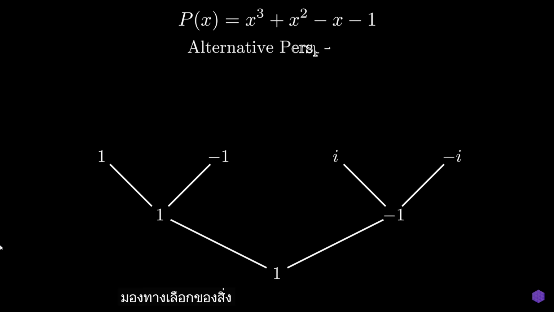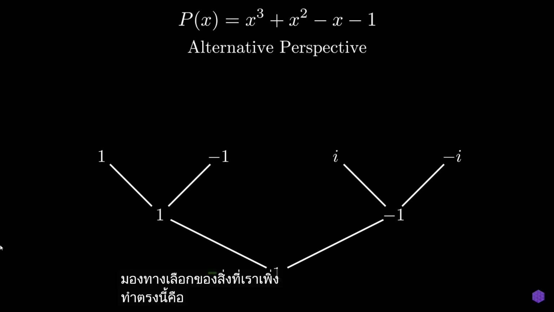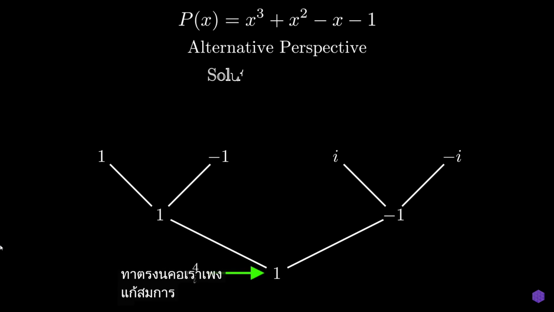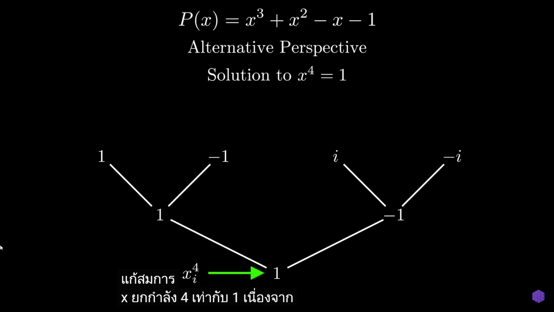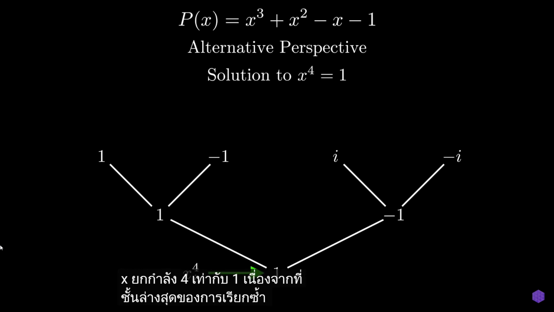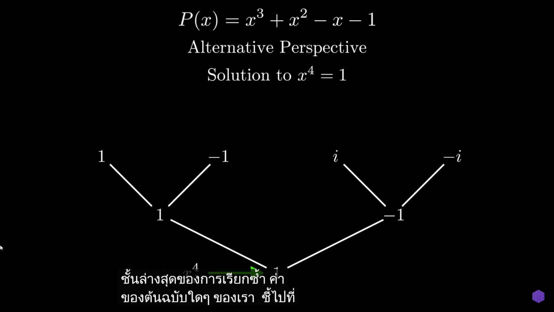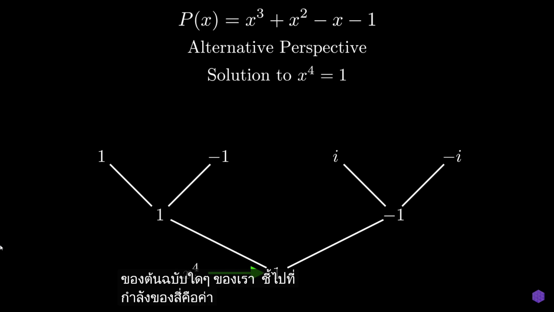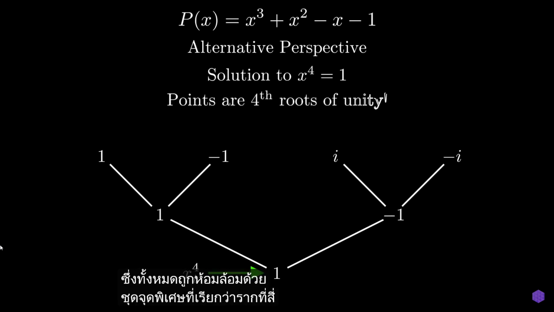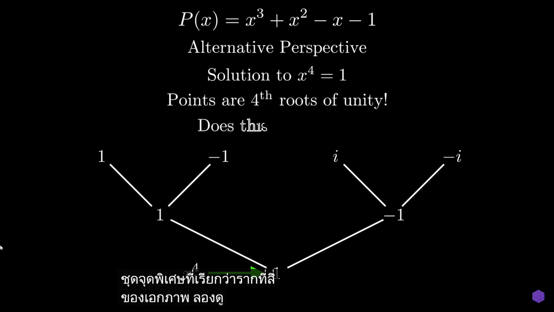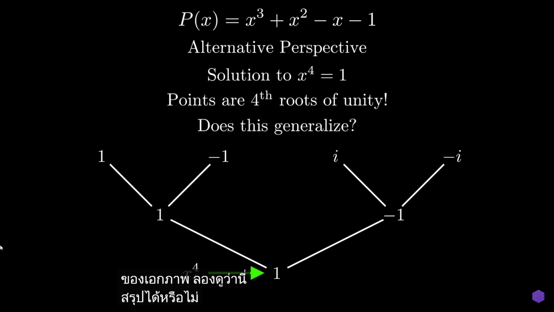An alternate perspective to what we just did here is that we essentially just solved the equation x to the power of 4 equals 1, since at the bottom layer of the recursion, the value of any of our original points to the power of 4 was 1. We know this equation has 4 solutions, all of which are encompassed by a special set of points called the fourth roots of unity. Let's see if this generalizes.